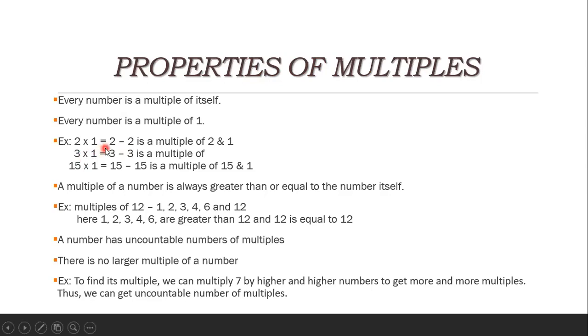See example, 2 into 1 equals 2. So 2 is a multiple of 2 and 1. 3 into 1 is 3. 3 is a multiple of 3 and 1. 15 into 1 is 15. So 15 is a multiple of 15 and 1.